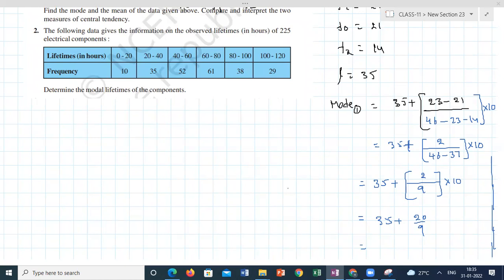6.11. Oh, 6.11. It is 35 plus. Rita, might be it is some other question's answer. Sir, no, sir. Actually, I did the calculation wrong, sir. I'll do it.